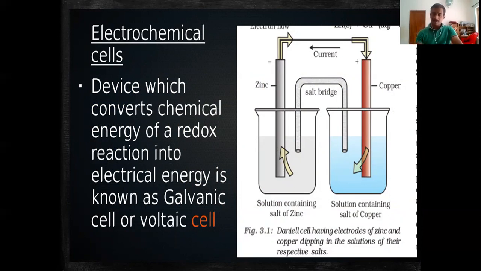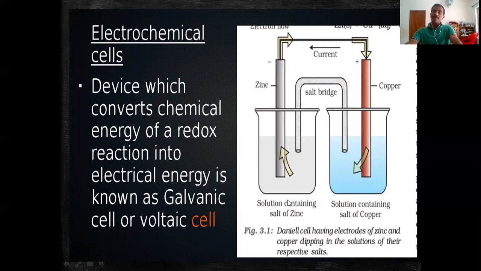That is also known as galvanic cell or voltaic cell. So galvanic cell is a device which converts chemical energy of a redox reaction into electrical energy. Here we can see zinc copper cell or Daniel cell.